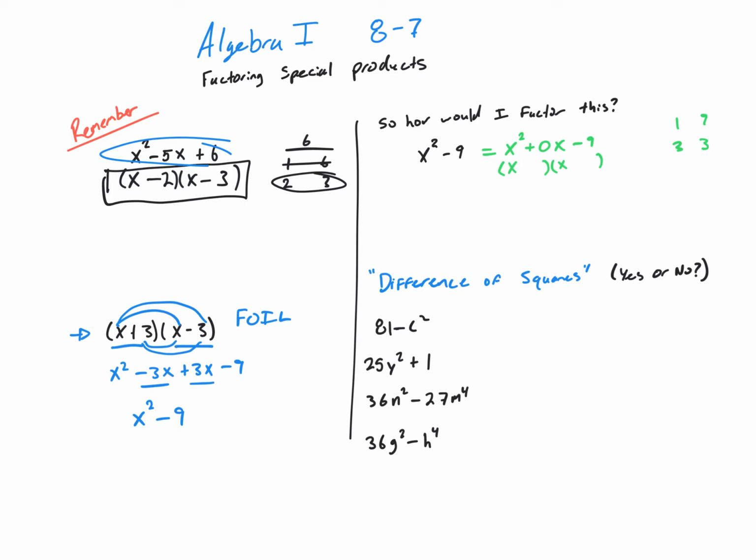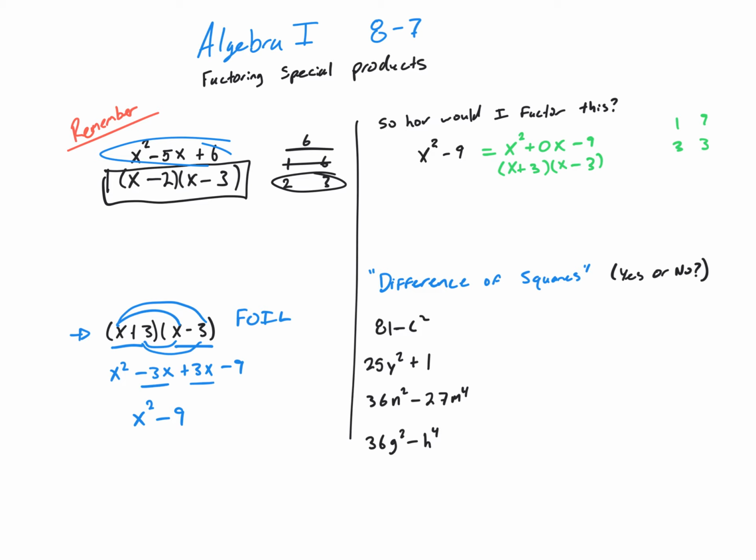But this time, since this is a negative, my signs have to be different. So I'm going to find factors of 9 that subtract to give me 0. So 1 minus 9 or 9 minus 1 usually gives you plus or minus 8. But 3 minus 3 gives you 0. So I want to use those 3's in the 3. And so one has to be positive and one has to be negative. So this is how we'd factor that one.